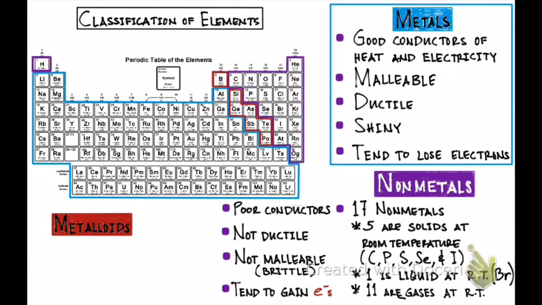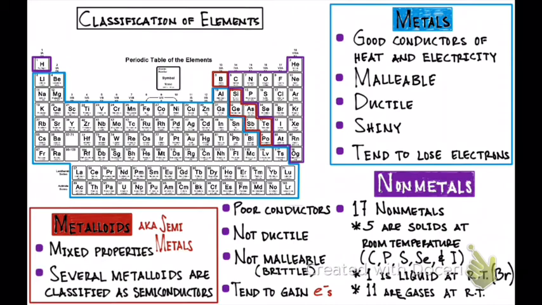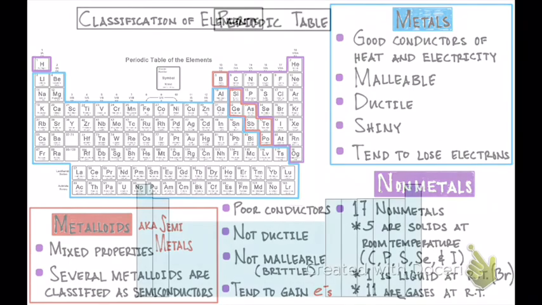And the last category we have here are the metalloids. And the metalloids are also known as semi-metals. In terms of properties, physical and chemical properties, the metalloids have mixed properties. Okay, so they have some properties similar to the nonmetals, while some are very similar to the metals. So they're kind of like in between the nonmetals and the metals. Several metalloids are classified as semiconductors, and silicon is one perfect example.